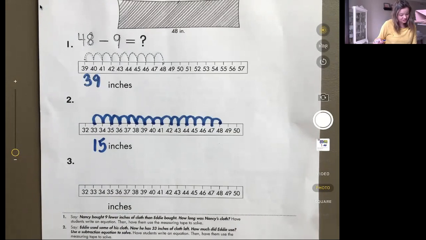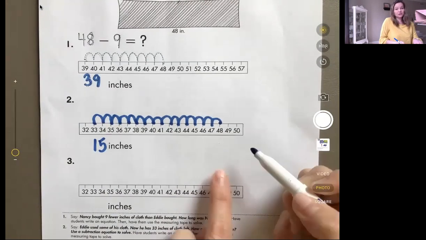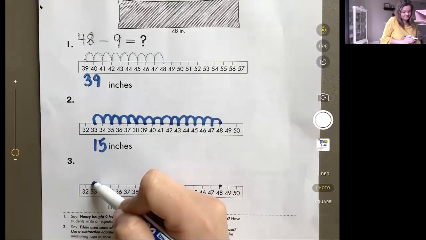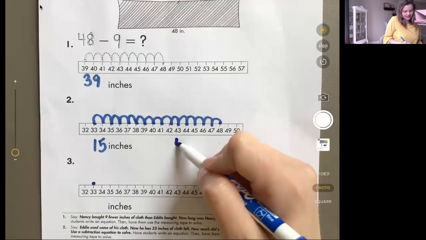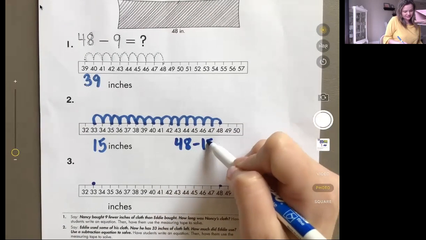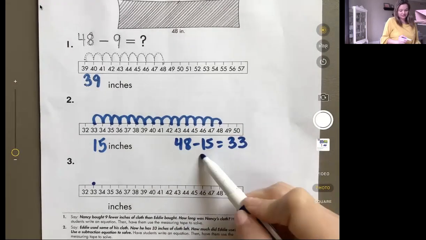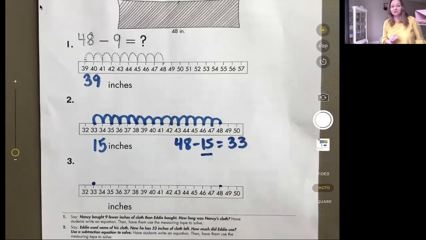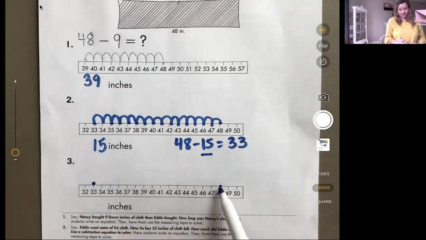Now we're going to use an addition equation to find out how much cloth Eddie used. So we still know he has 48. We know he was left with 33. Here, let me just go back a little bit. 48 minus 15 equals 33. This was the missing part that we didn't know. Now we're going to use an addition equation to do this. So instead of going backwards, we're going to go forwards.